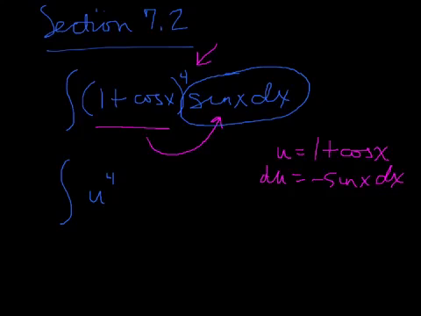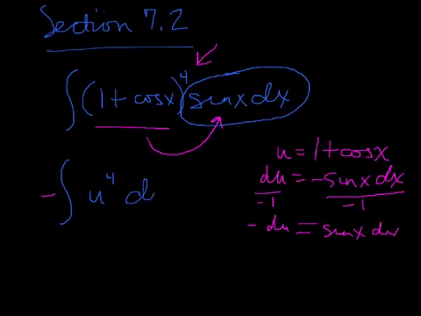Well, I have sine x dx here, it's just I have that little negative. So I have to get rid of that negative. So I'm going to divide both sides by negative. So you really have negative du is equal to sine x dx. Okay? So instead of that sine x dx, you're going to put negative du. It's a negative 1 times du. So I'm going to bring that negative all the way out so I don't have to worry about it. And then I have du here.